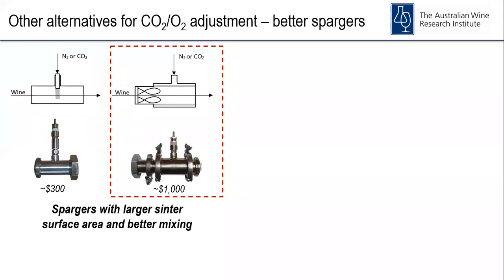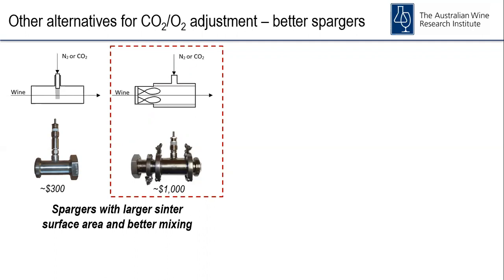There are sparges available from the major fittings and pipe fittings suppliers, like in Adelaide, W.E. Ware and Co. and WEMS in Nuriootpa, that make an effort to provide a greater sinter surface area and some elements to improve the mixing in of the gas bubbles. Because in terms of gas exchange, when you're sparging, you want lots of small bubbles, so there's lots of bubble surface area for gas exchange to occur, and you want these to be really mixed in well, so you get all of the wine contacting the bubbles.